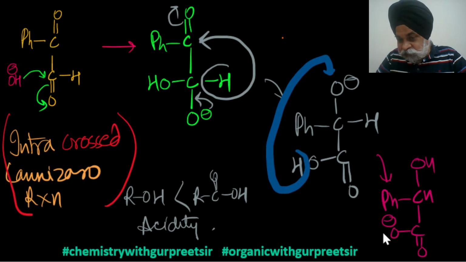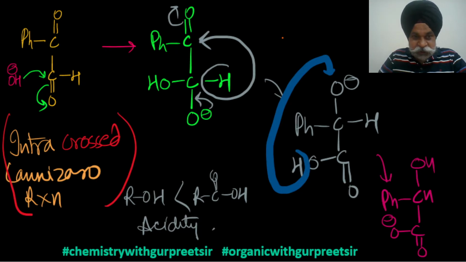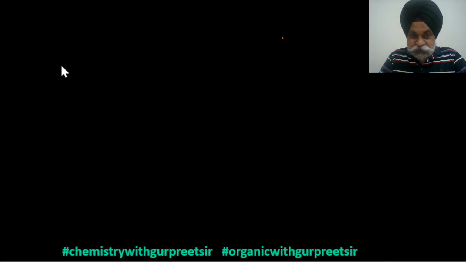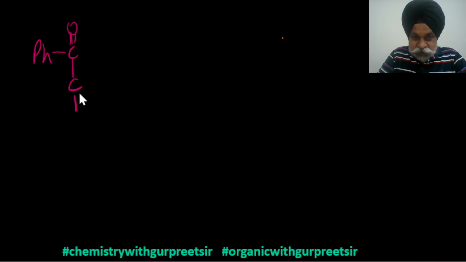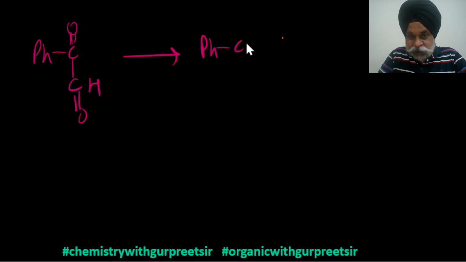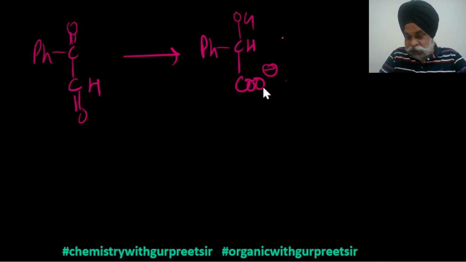So what we have generated is, we started with this entity. This is the phenyl glycol we started with, and this phenyl glycol has now converted itself into a salt of a carboxylic acid, because in the options there was something written in terms of salt, that what salt do you get in this reaction.